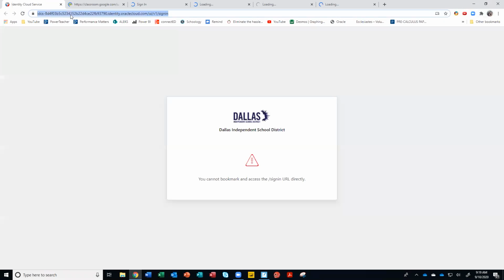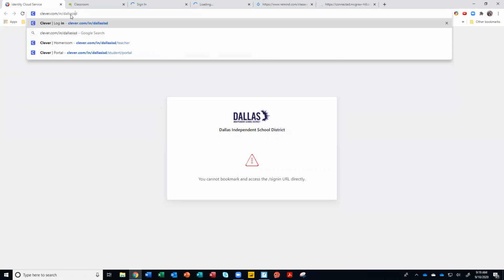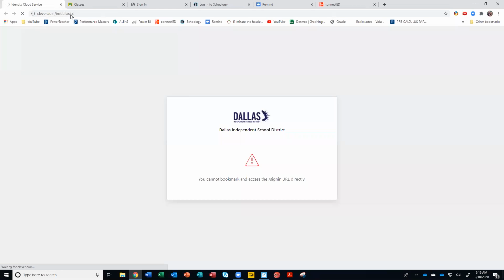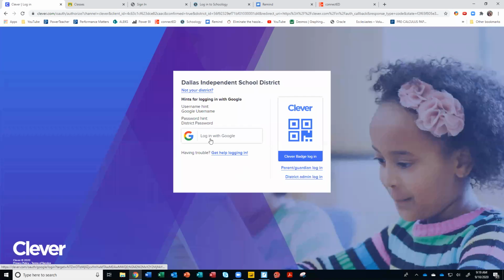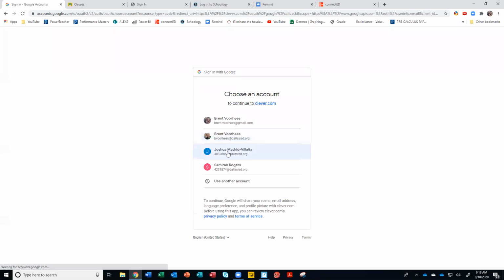I'm going to go to clever.com/inn/DallasISD. So there it is showing up in the browser. When I click that, it's going to ask me to log in. Now, when we log in with Google, anytime it's with Google, you're going to need to click your ID number at dallasisd.org. So it would come in something like this form for you. Your ID number at dallasisd.org.